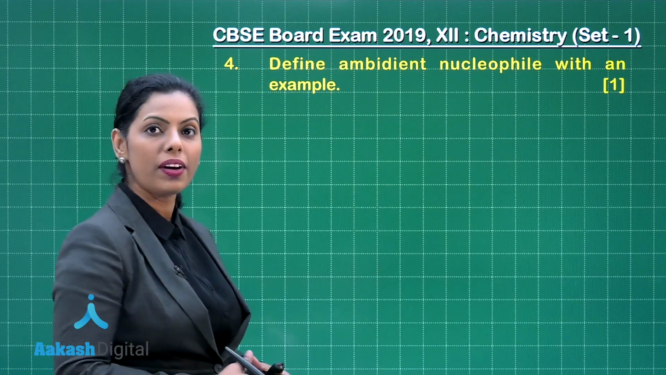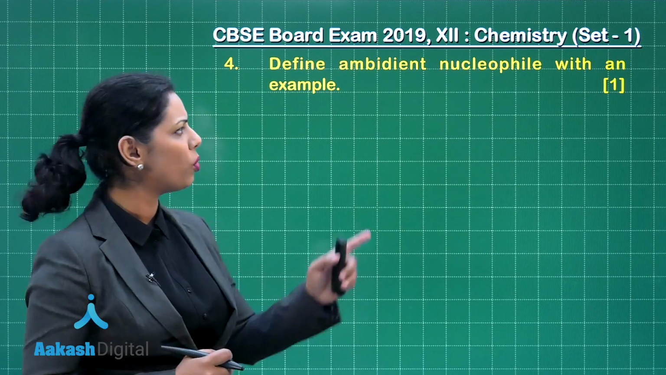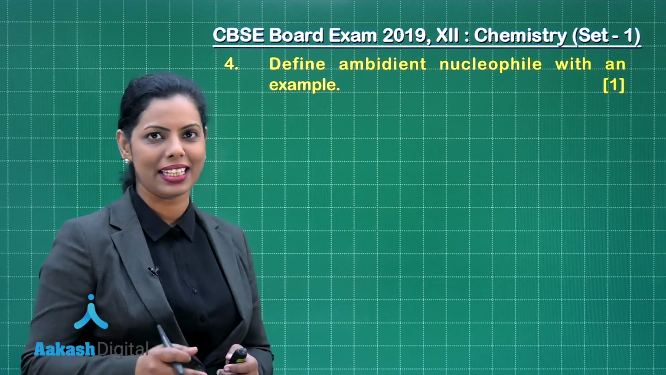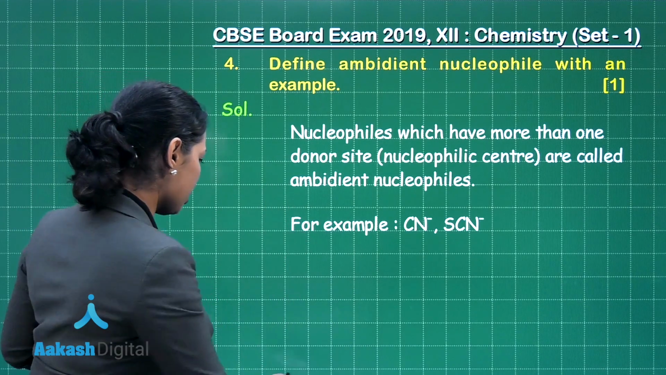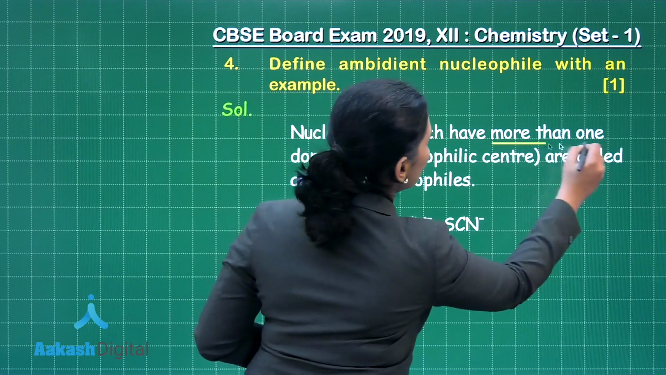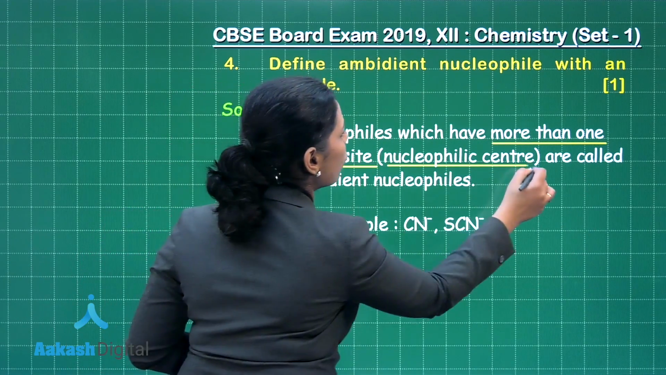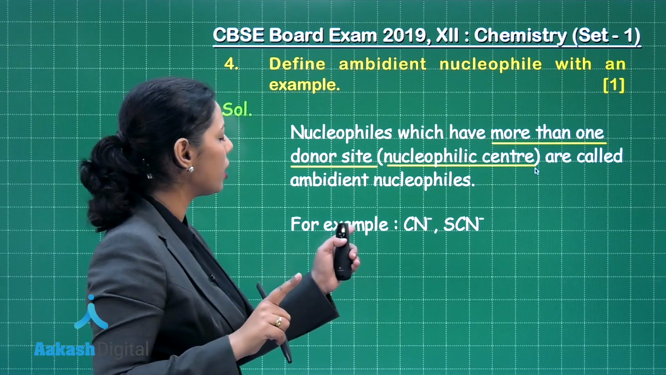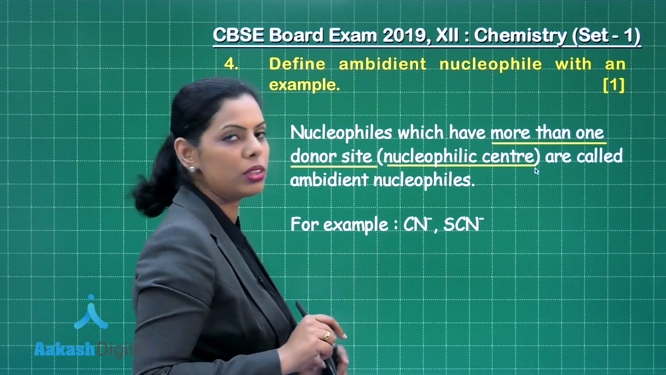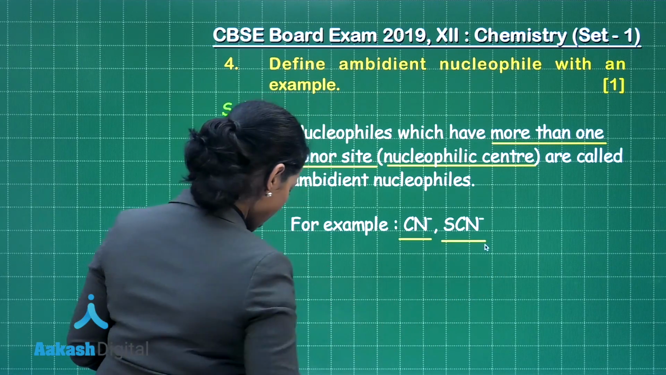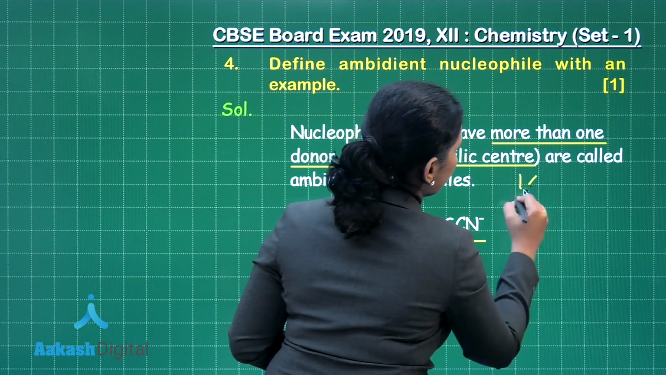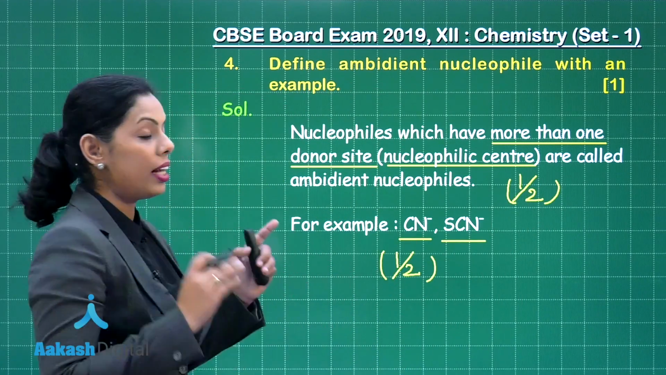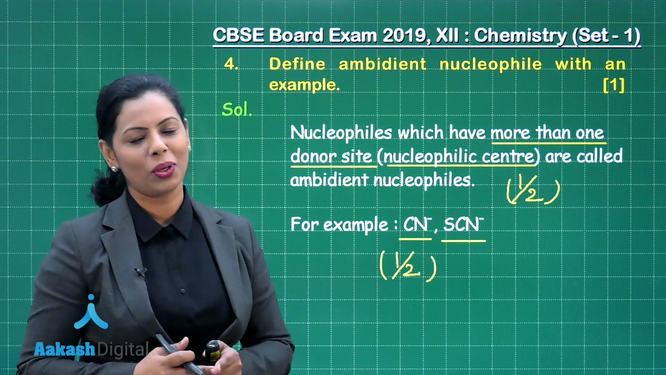Define ambident nucleophile with an example. For this question, you will obtain 1 mark, half mark for writing the definition of ambident nucleophile and half mark for its example. So you can simply give the answer by writing that nucleophiles which have more than 1 donor site or nucleophilic center are called ambident nucleophiles. And for the example, you can give either the cyanide ion or the thiocyanate ion. I have given you 2 examples, and if you write this definition, you will obtain half mark. Further, for writing 1 example, you will obtain half mark. And definitely for this question, a total of 1 mark you are going to obtain.